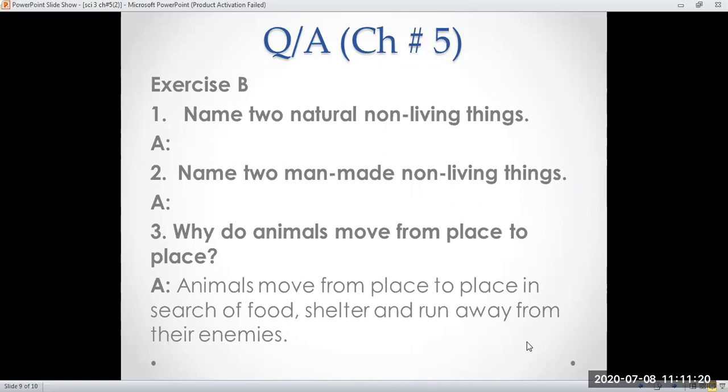The first one is: name two natural non-living things. There are many natural non-living things, but it's up to you which two things you write down by your own choice. I leave the answer blank here because it's your choice. Like you can write mountains. Someone writes sun, someone writes stars, someone writes moon. You are going to choose only two natural non-living things and write them in the answer. Clear?